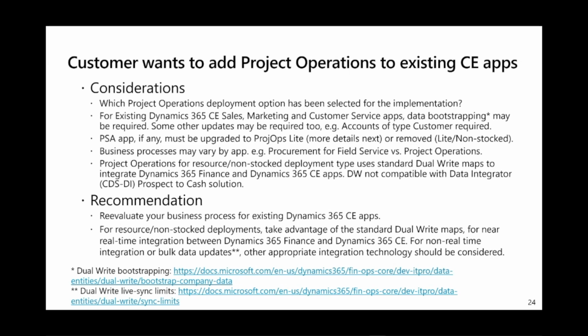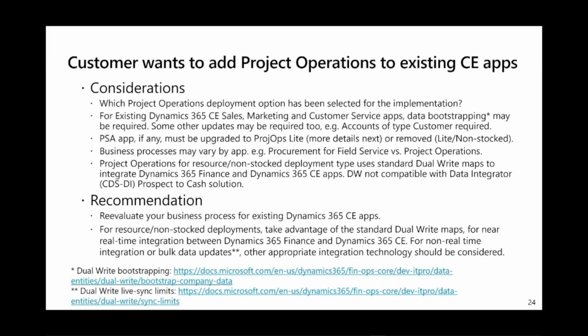And the reason for that is, finance and operations stripes data by the company or legal entity. And that concept traditionally doesn't really exist in the customer engagement or Dataverse world. But obviously, if you're integrating them via dual write, then you need to add that information. And that's what we mean by data bootstrapping. We've got a link below to the docs article on how to go about that dual write bootstrapping. So that's probably going to be required.